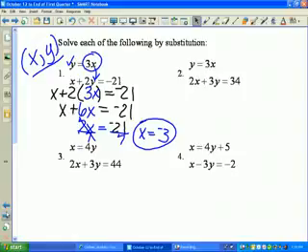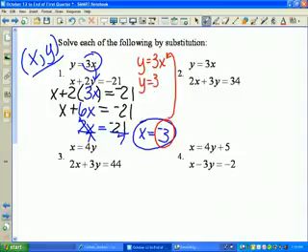If I look back at my original equations, I notice that I have an equation that states y equals 3x. So in this case, I can use that equation, and I can substitute this negative 3 in for x, so I can find my y. So now I have y equals 3, parentheses, negative 3. So what is 3 times negative 3? y equals negative 9.